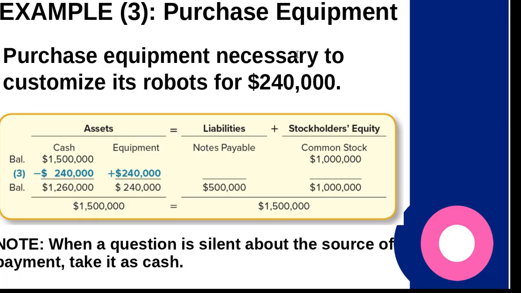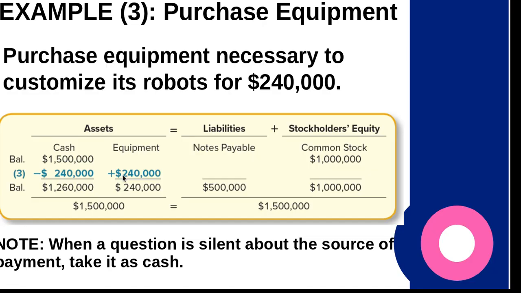So, purchase equipment. When you purchase an equipment, it depends on how you purchase it, whether by cash, by bank, or on credit, either way. So you purchase equipment necessary to customize its robot for 240,000. When you purchase an equipment, your asset has increased by 240,000. Then how do you purchase it? You paid cash to purchase that equipment. It's not by liability. You are not bringing in more money. So your cash will reduce by 240 and your equipment will increase by 240.